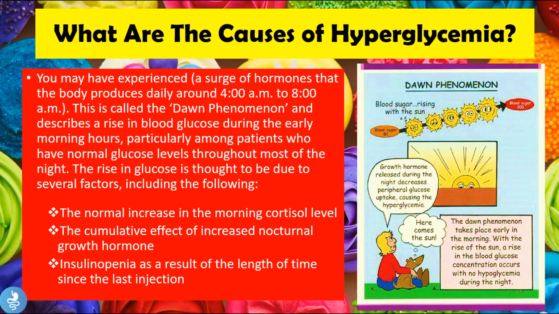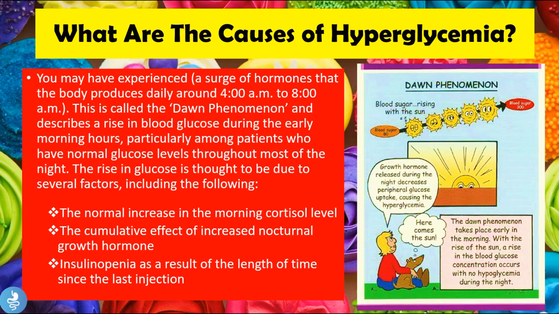The normal increase in the morning cortisol levels, the cumulative effect of increased nocturnal growth hormone, and insulinopenia as a result of the length of time since the last injection. So this is usually in diabetic patients. So the Dawn phenomenon is basically this rapid increase in sugar that occurs during this certain time in the morning. So usually around 4 a.m. to 8 a.m. And as we mentioned, it has several contributing factors.